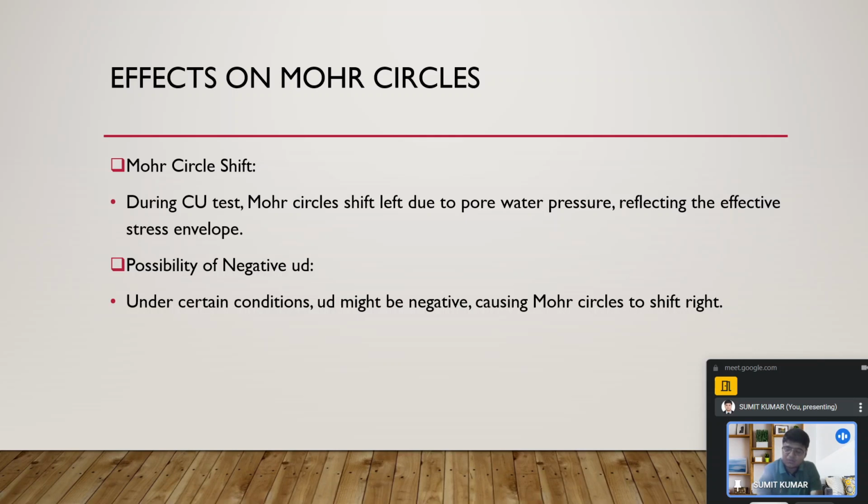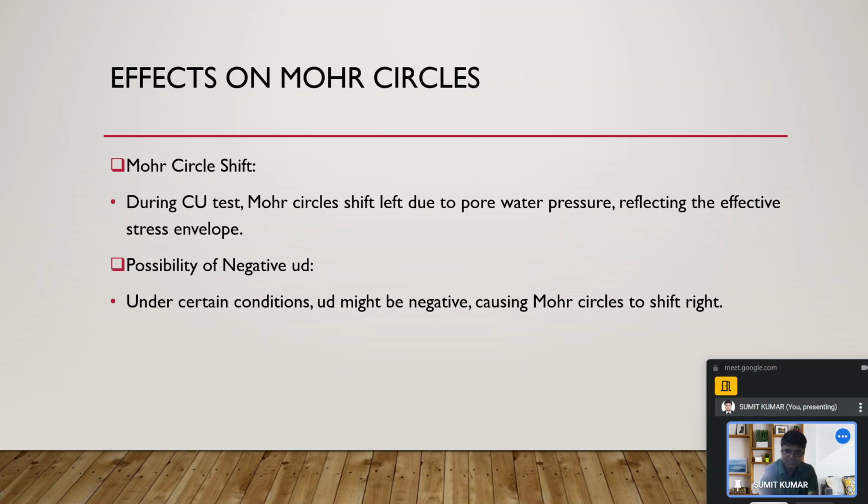Up to now, we have understood the deviatoric stage, the confining stage, and the shearing stage, and how we calculate the values of sigma 1 and sigma 3. With the help of that, how we can relate the value of cohesion and angle of internal friction with each other is also shown to you. Okay. So during the CU test, the Mohr circle shifts left due to the pore water pressures, reflecting the effective stress envelope and a possible negative u_d under certain conditions.